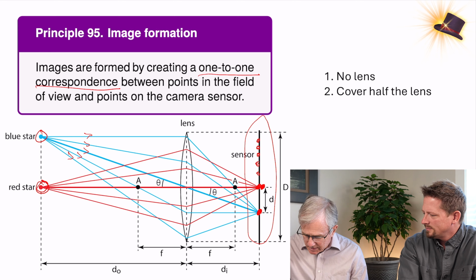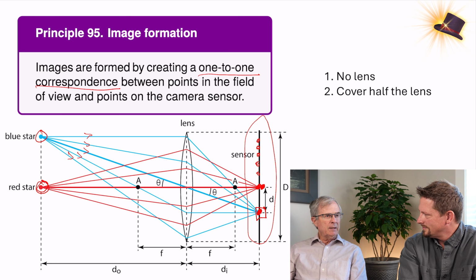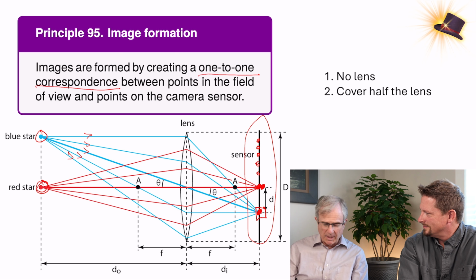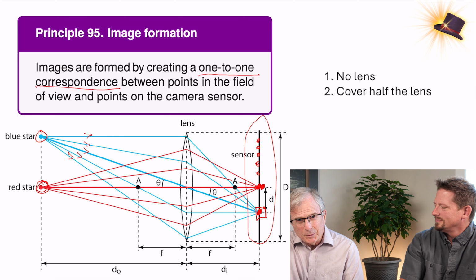So now the light from the blue star comes through the lens, and all of that light that passes through the lens comes to a point on the sensor. And then this pixel on the sensor says, hey, I'm getting a lot of blue light. There must be a blue star in the field of view. Happy day. Yes.